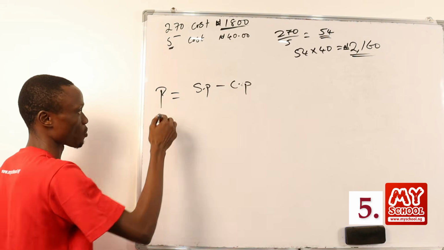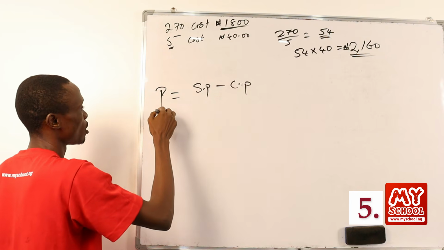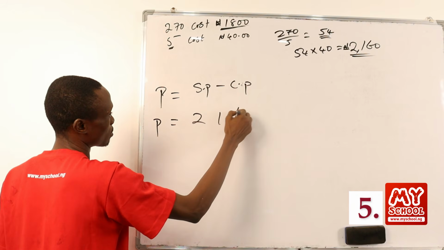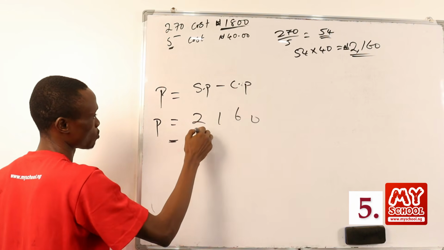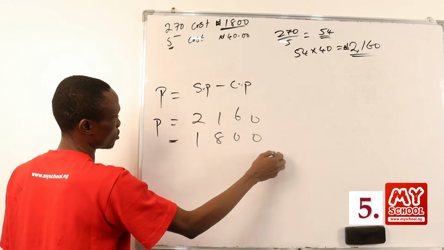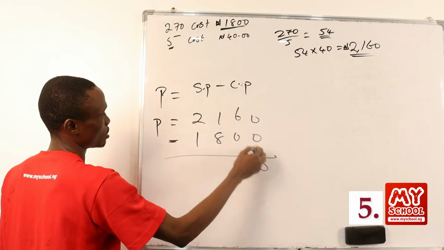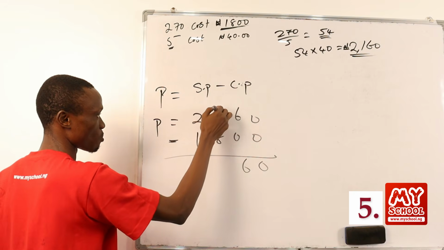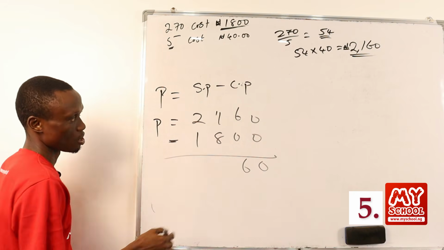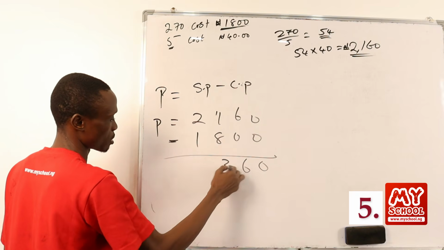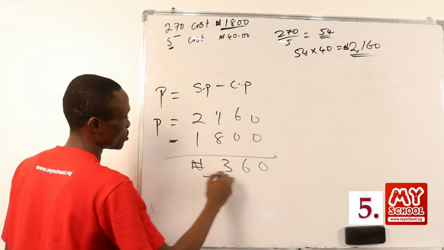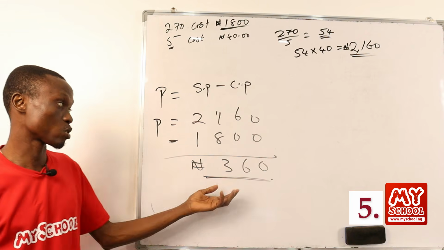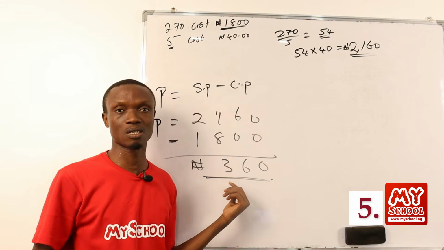Now, since we are looking for profit, we're just fixing those values here. So we'll be having our profit equals to the selling price minus the cost price, which is 1,800. So let's just do this. Here will be 6. Here cannot, so we'll borrow 1 from here, and this becomes 11. So 11 minus 8, that will be 3. So that will be 360 naira. So the woman's profit is equals to 360 naira.